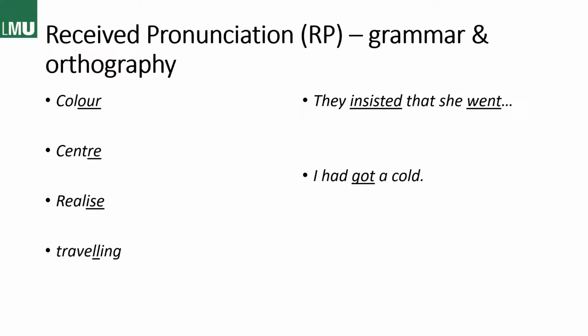Grammar is another important point. There we only have two examples here. We have the sentence, they insisted that she went. So we can see we don't use the mandative subjunctive, which I will explain when we get to its actual usage in GA. And when we use the verb get, it's get, got. So we say, I had got a cold. We'll get to the difference to GA in a minute.